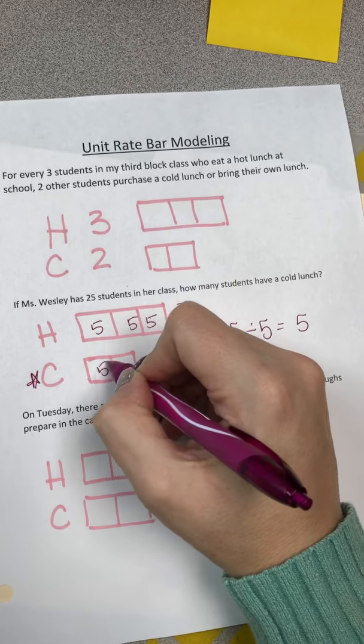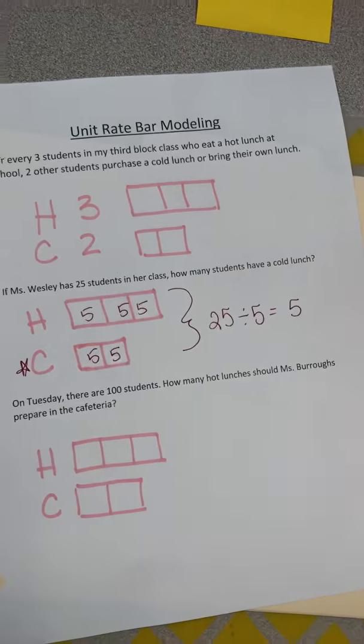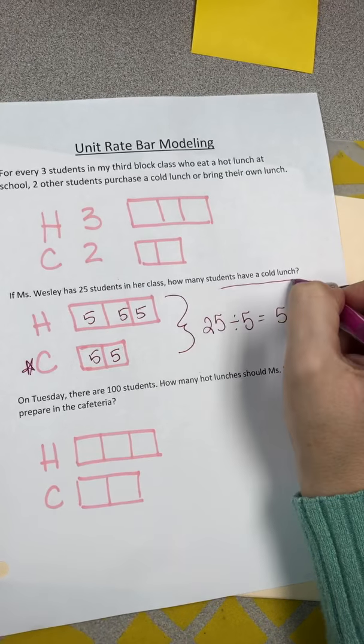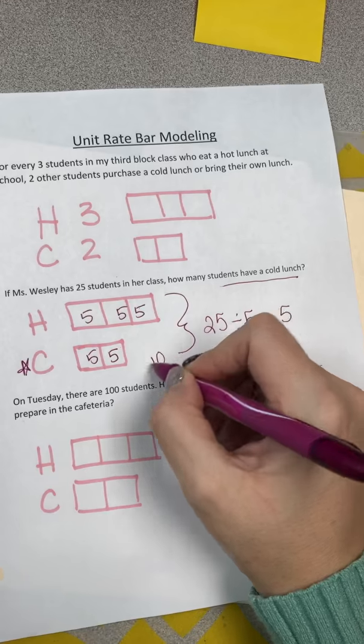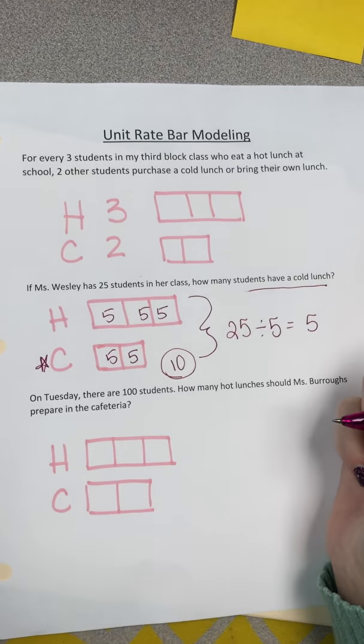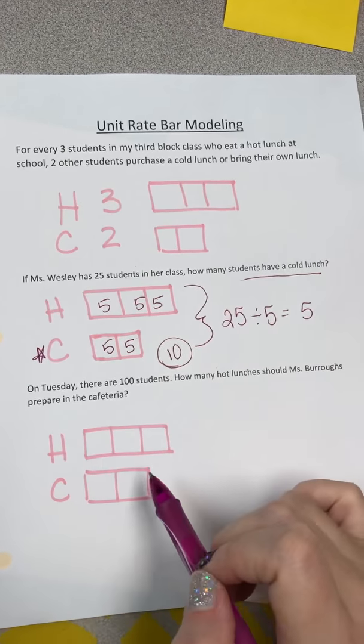So now, am I done? And you're going to say no, because the question said how many students have a cold lunch. How many students have a cold lunch? 5 plus 5 is 10. So my answer is 10 students have a cold lunch. Now the same thing at the bottom.